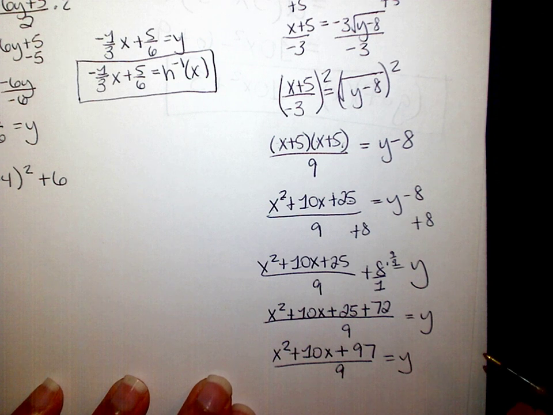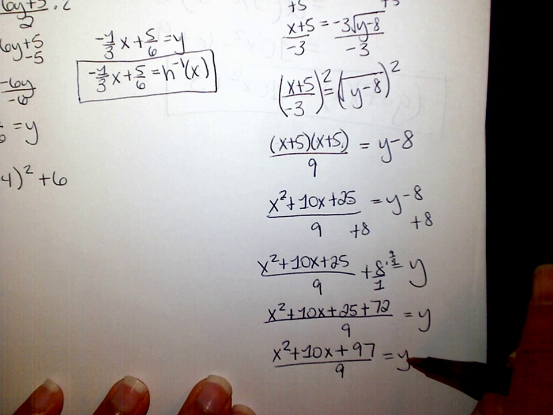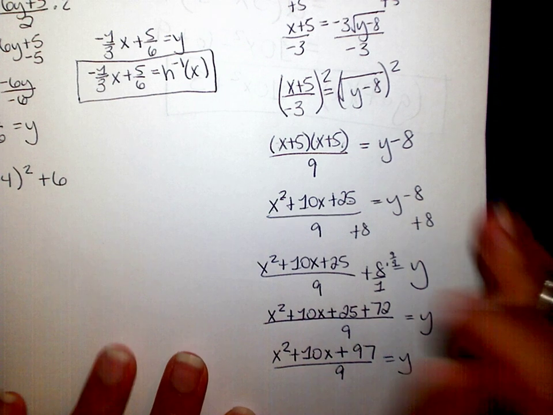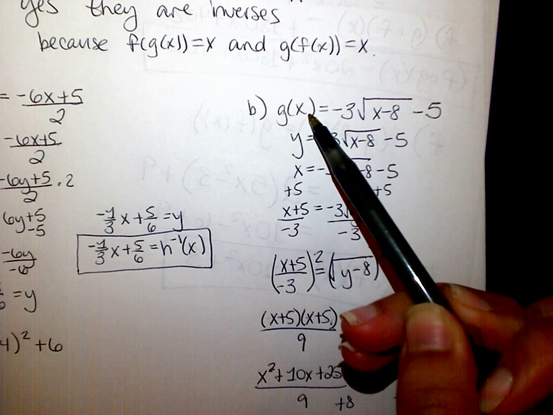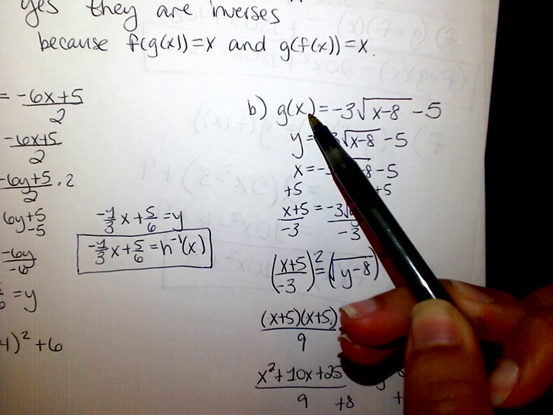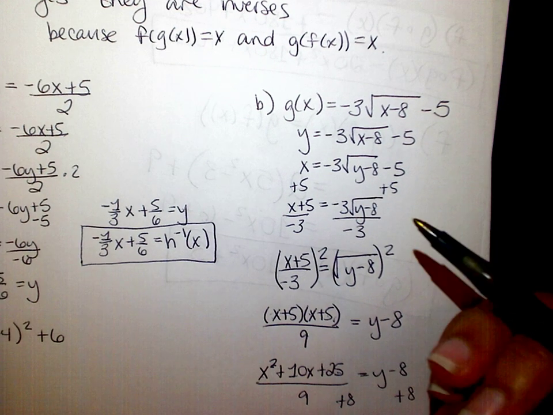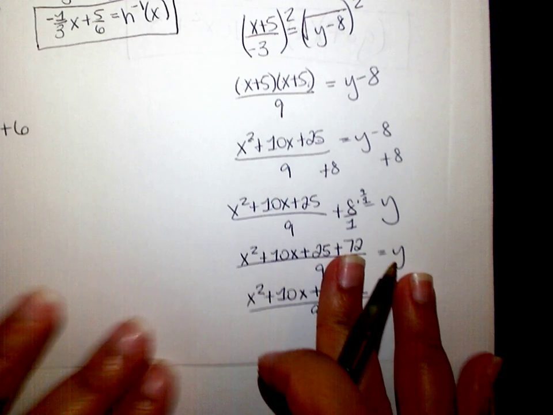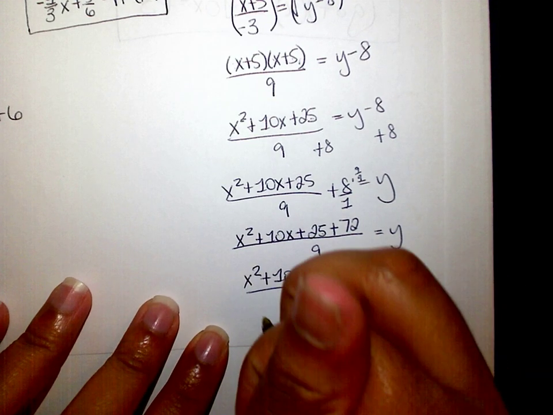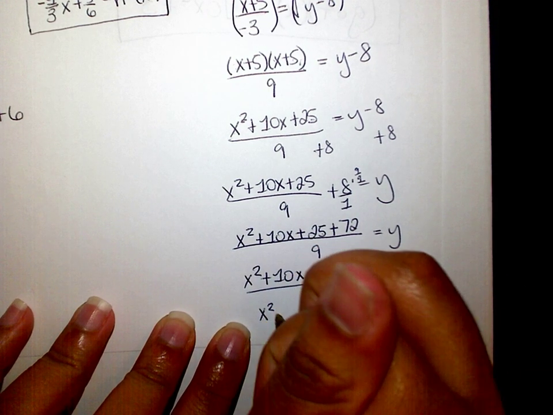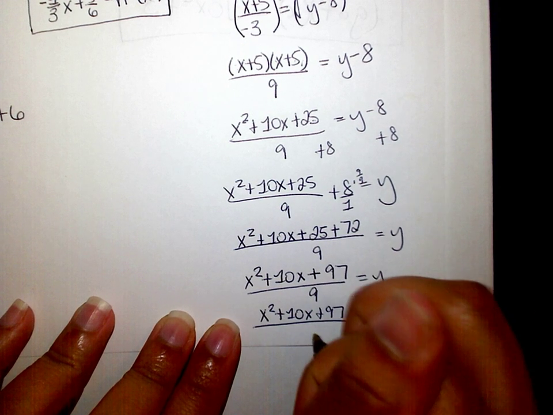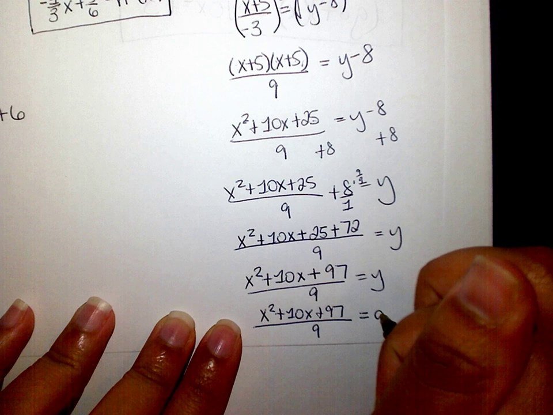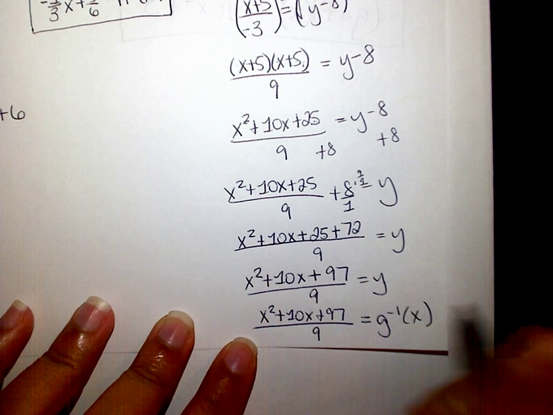So then last step is to change y to the inverse. Our original function was g, so we are finding g inverse of x. So I'm going to change y to g inverse of x. So your final answer should look like x squared plus 10x plus 97 over 9 equals g inverse of x.